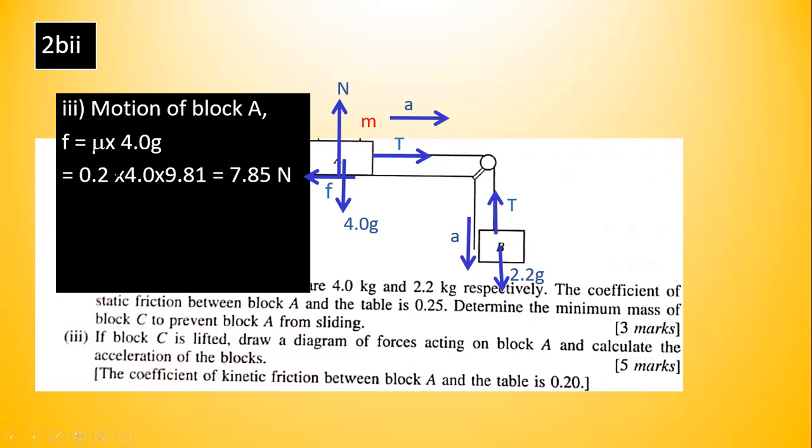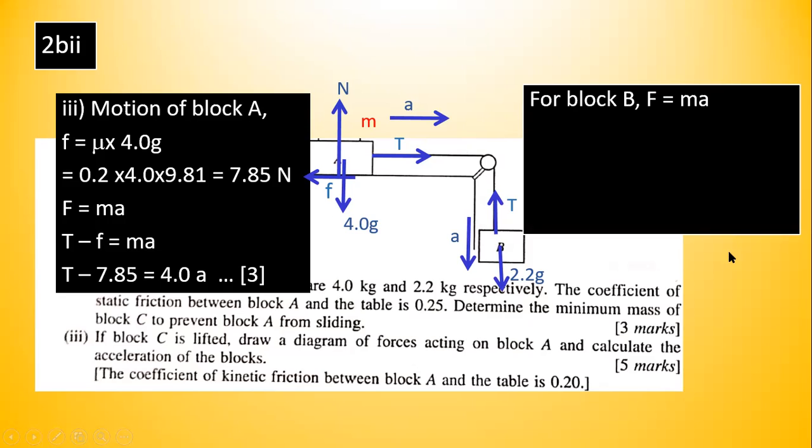Then we can put in your values. 0.2 here for mu, 4, 9.81, calculate out. Then we can look at block A using Newton's second law. That's why they ask you to define, because they want you to use the formula. T is greater than F for it to accelerate. Put in your values. That's your equation 3. Then look at block B, F equals MA. There's your weight pulling it down, 2.2 G.